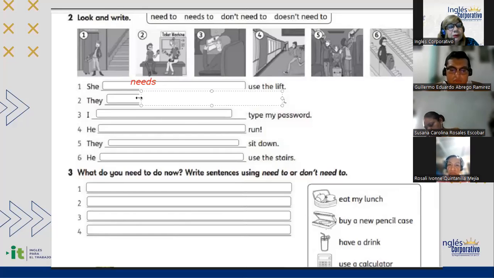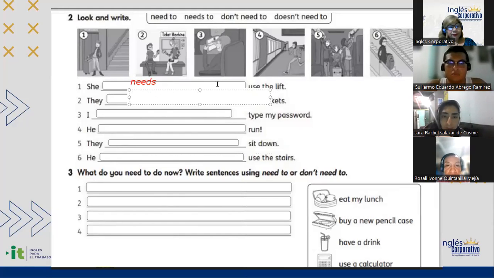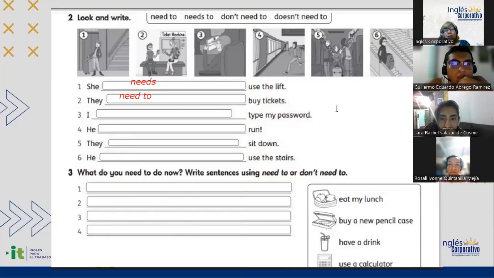Mm-hmm. And then number two, they need to. Yes. Everybody agree? Everybody agree or disagree? Okay. When I say agree, I mean, ¿están de acuerdo? Agree. Everybody agree. Or disagree, no están de acuerdo, right? I disagree. Why do you disagree, Guillermo? I see that they don't have to, they don't want to buy a ticket. They don't want or they don't need to? They don't need to. To.